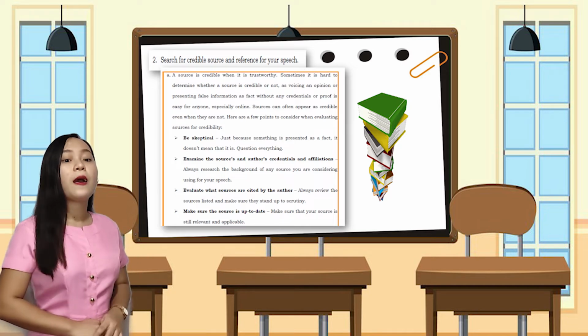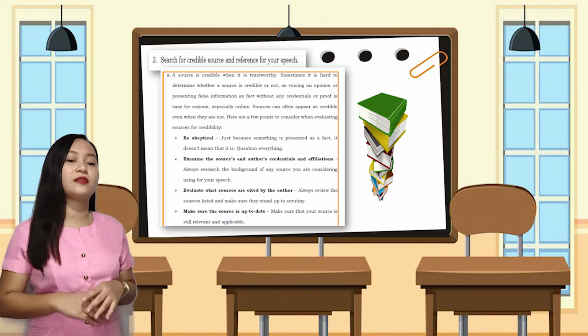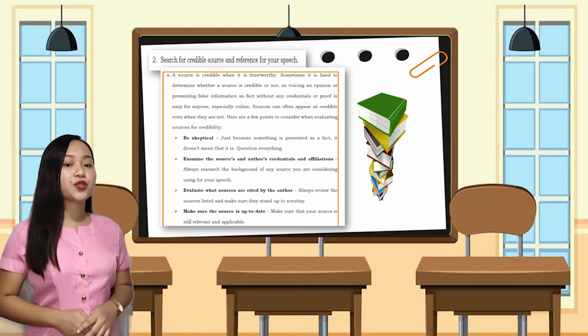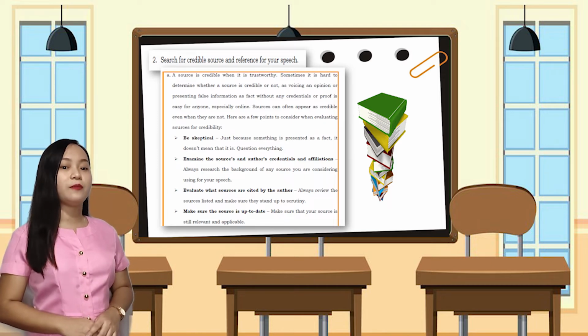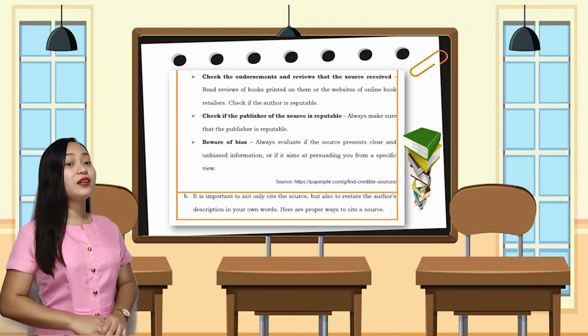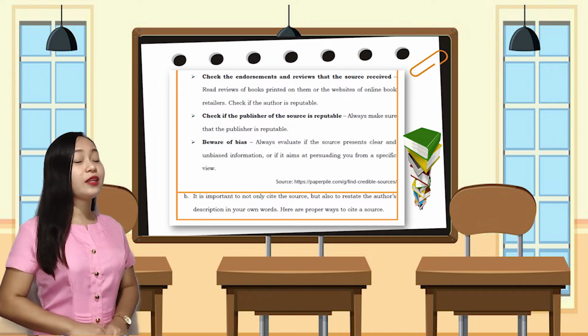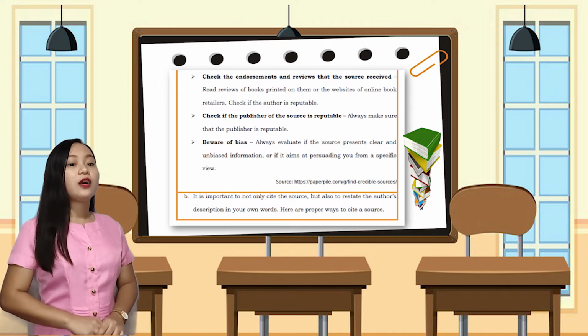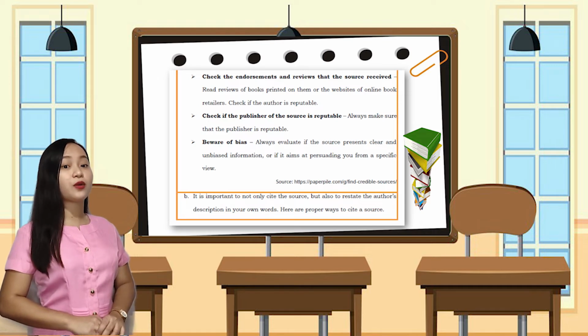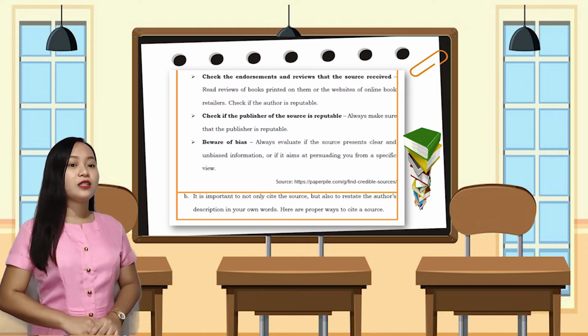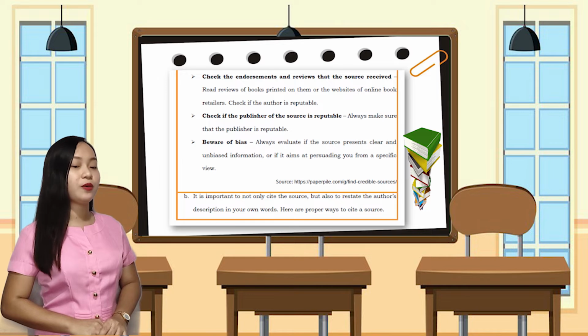And number 4, make sure the source is up to date. Make sure that your source is still relevant and applicable. Next, check the endorsements and reviews the source received. Read reviews of books printed on them or on the website or online book retailers. Check if the author is reputable.